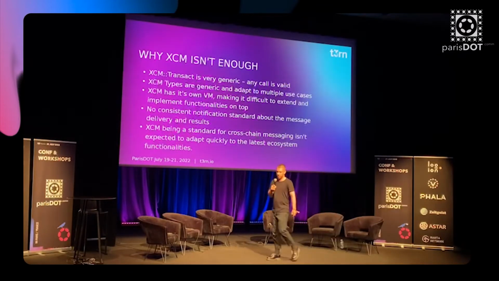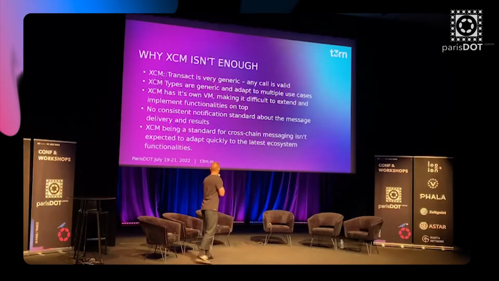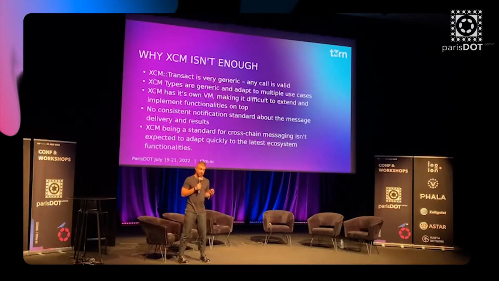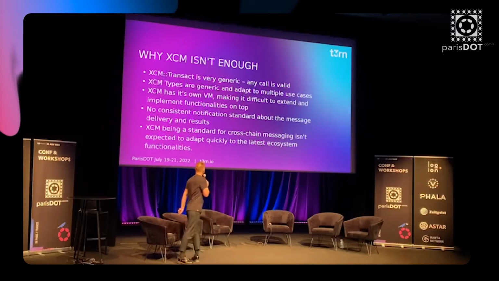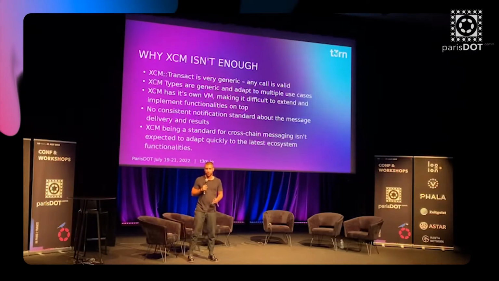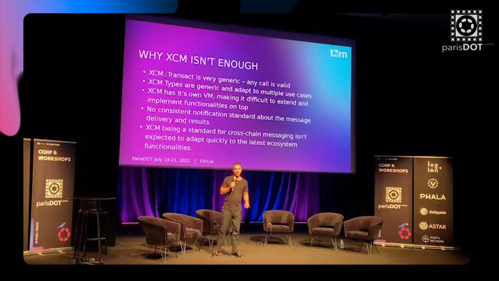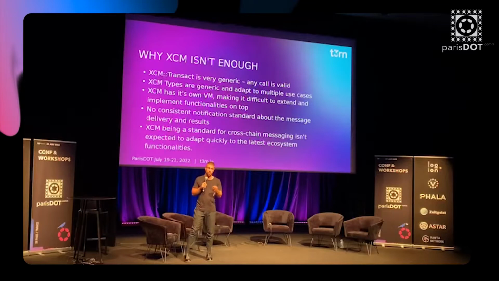That said, the XCM, cross-chain messaging passing protocol, isn't perfect by any means. And it is so by design. It's very generic, which it needs to be for it to work. It doesn't really adapt to particular use cases. And because of this, you've got a lot of projects using it and adopting it in quite different ways, which means that it's not particularly a standard unanimous adoption of it, which, in some regards slows down how it's actually used. There's no consistent notification standard about message delivery and results, so you've got guarantees about the delivery of messages, but you don't know what the results are that you get back.